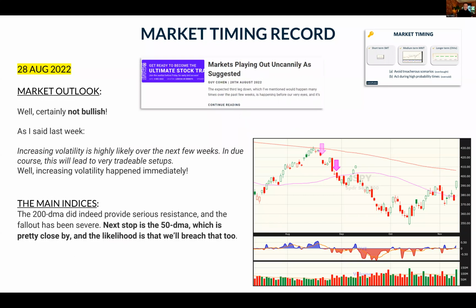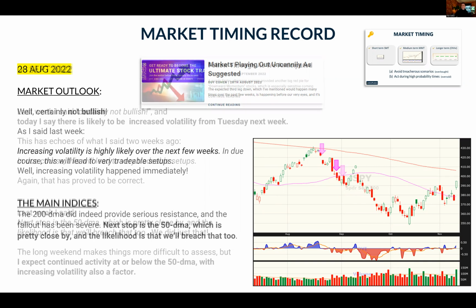Again, the reason I'm doing this is to show you that market timing is possible, and also to give you a bit of confidence that I might just know what I'm doing here. So just bear with me as we go through this, because who's got market timing wrong in the past, badly wrong, because they had an opinion? Lots of hands going up. Okay, so the market outlook that I said on the 28th of August is certainly not bullish, and we did go down. And then I said the next stop will be the 50-day moving average, which was hit, and then closely, the likelihood is we'd breach it, which we did.